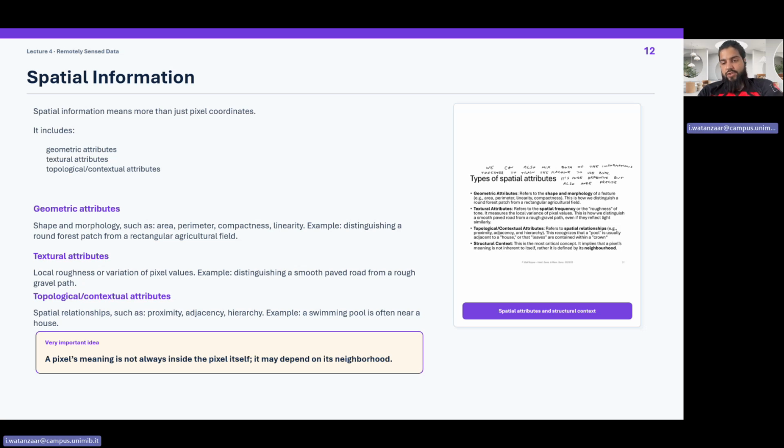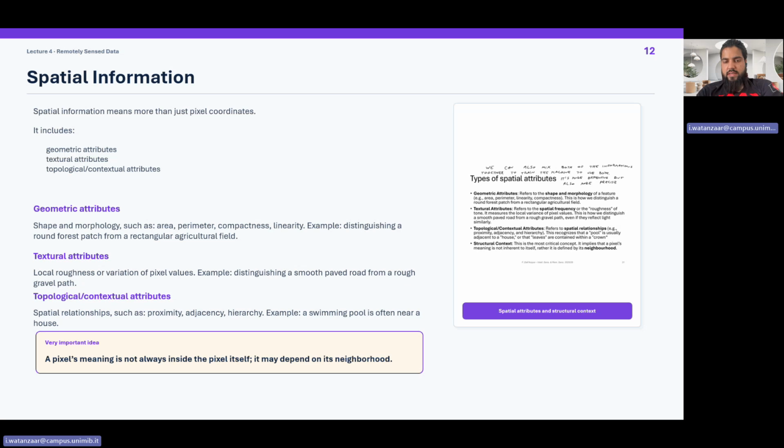So even to the texture level, we are analyzing the information with the spatial resolution. The third one is topological or contextual attributes. The spatial information includes three types of attributes: geometric, texture, and topological or contextual. The topological or contextual attributes are more about the neighboring effect.